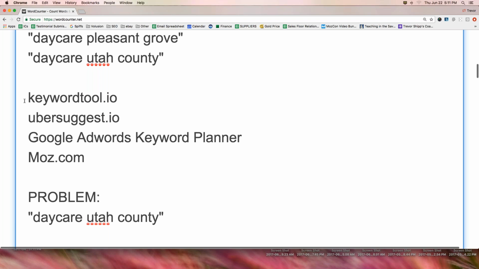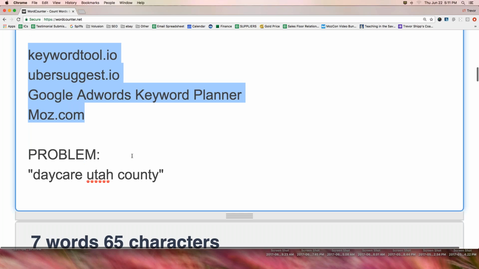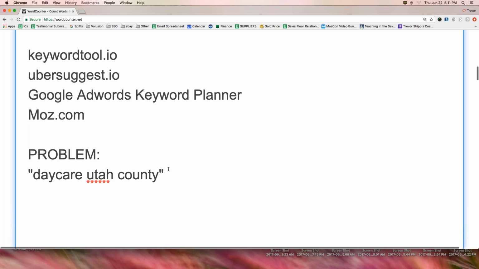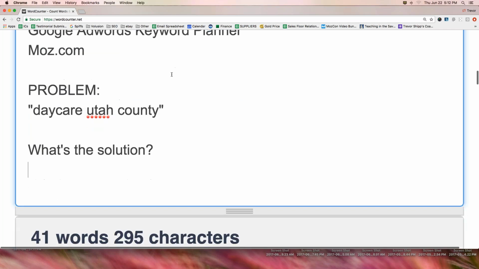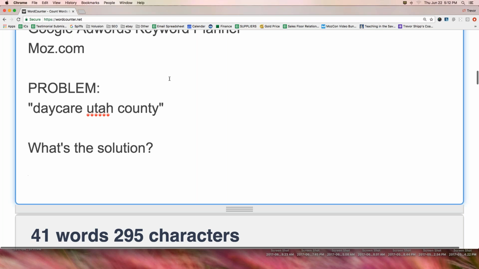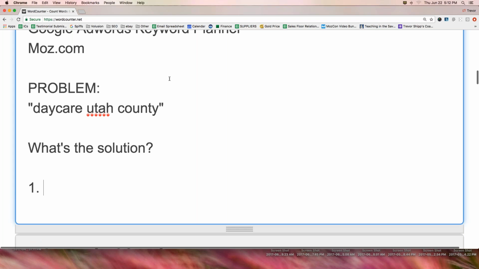All right, so if this is the problem, it's hard to come up with how people are searching for these less sought after keyword phrases, then what's the solution? Well, I've got a few thoughts on that. I'm going to share with you 2 or 3 solutions that we feel will help you with your keyword phrase research for lesser known keyword phrases. Okay, number 1.